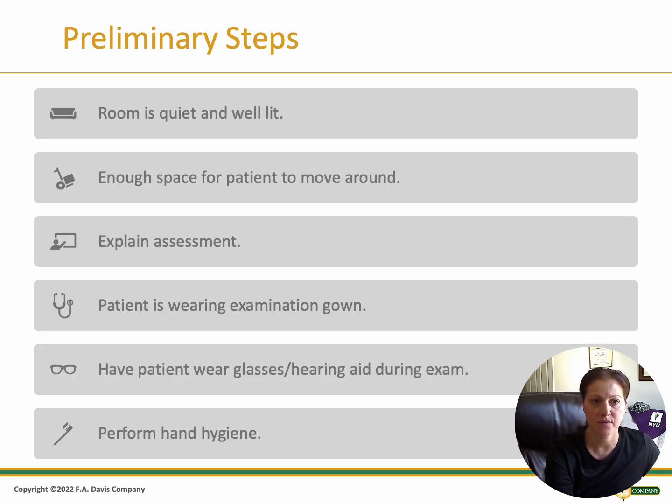In terms of collecting our objective data, we want to make sure that the room is quiet and well lit, so that we're able to see. We want to allow enough space, especially if we want the patient to get up and move around, to assess their gait and their muscle movements. We want to explain the assessment and have them wear a gown or something comfortable, but enough that we can see their joints. If they are wearing any special or prosthetic devices, such as glasses or hearing aids, make sure that they're on and functional, and then, of course, as always, perform hand hygiene.